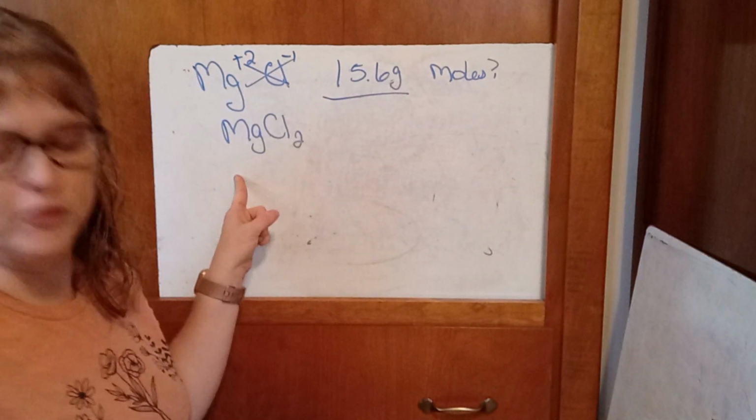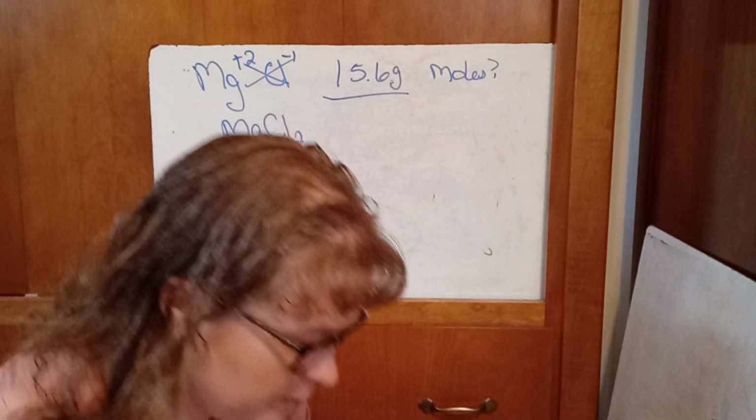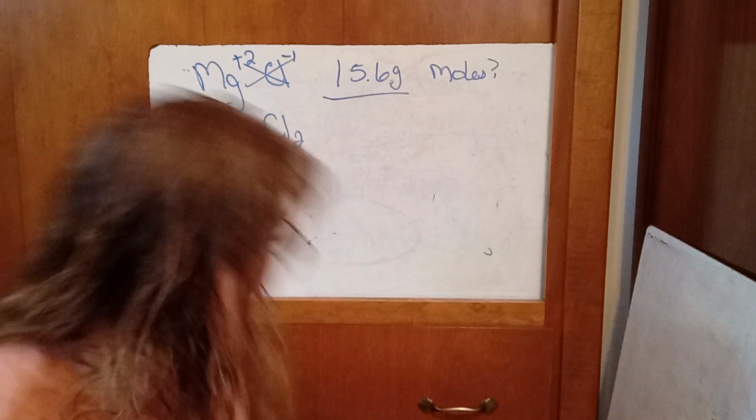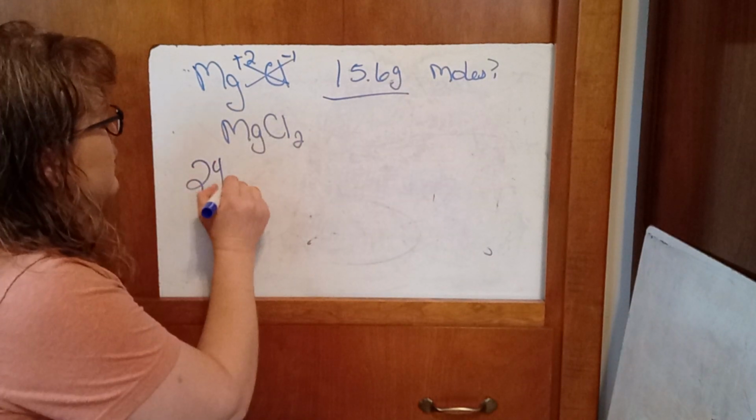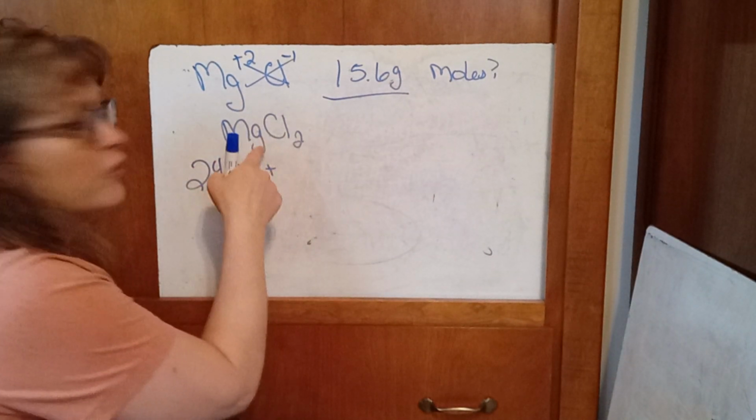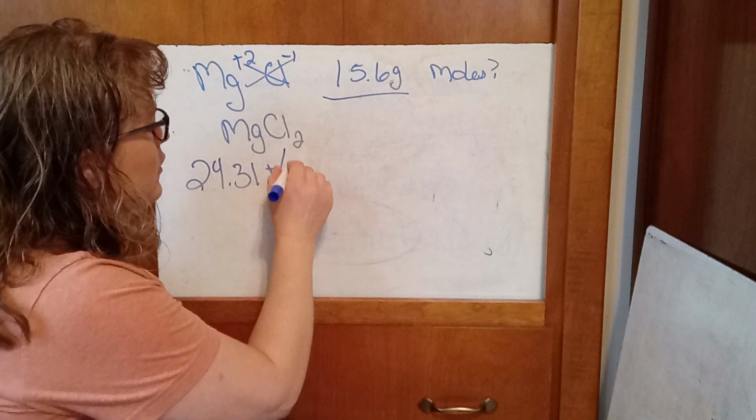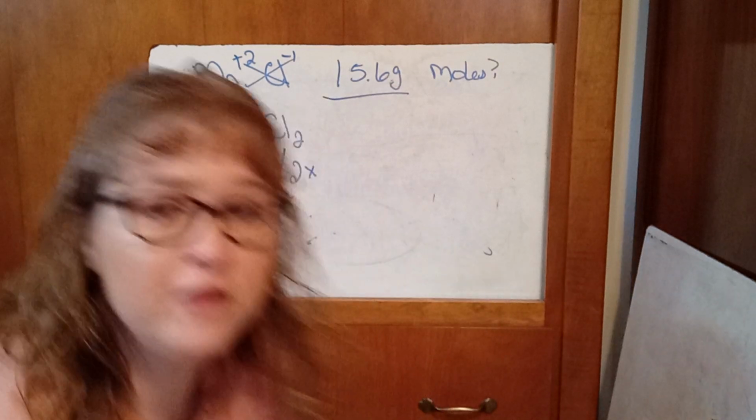So we need to figure out the molar mass. Magnesium has an AMU of 24.31. There's only one of them. Chlorine, there's 2, and its molar mass is 35.45.